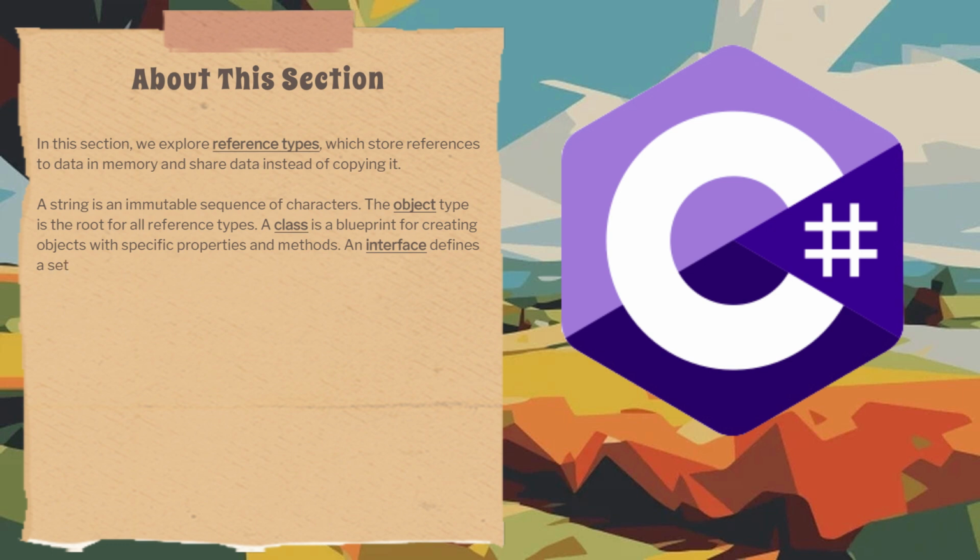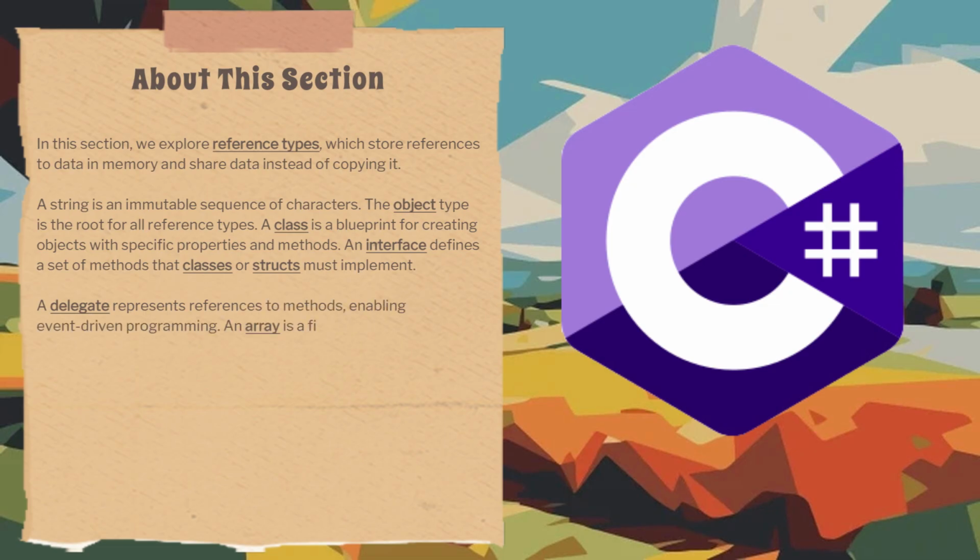An interface defines a set of methods that classes or structs must implement. A delegate represents references to methods, enabling event-driven programming. An array is a fixed-size collection of elements of the same type. Collections are dynamic data structures like lists and dictionaries.